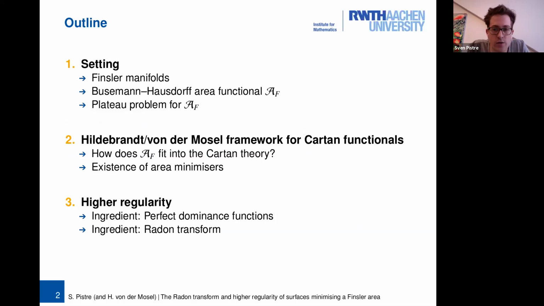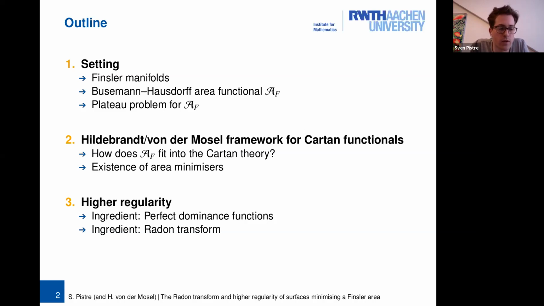So first I'll introduce what Finsler geometry is about, just very broadly, and I'll introduce a minimization problem that I consider. And then in the second part of the talk, I will very briefly introduce a framework which was first considered probably by Morrey, and then generalized by Stefan Hildebrandt and Heiko von der Mosel in the 1990s to 2009 about so-called Cartan functionals. And then I will show you how my minimization problem fits into this framework.